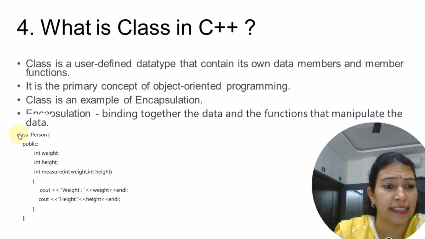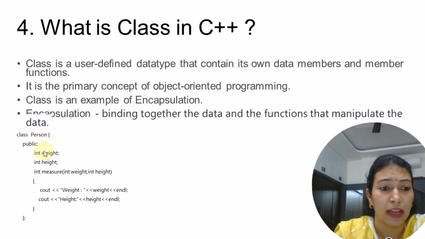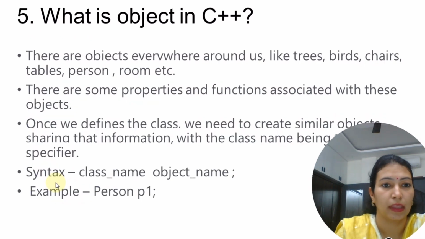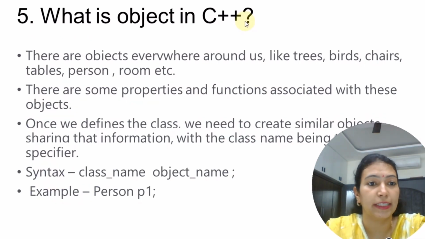So here you can see the example. There is one class person which has data members int weight and int height, and there is one member function which is called int measure, which is printing the value for both weight and height. This is our fifth question, what is object in C++?